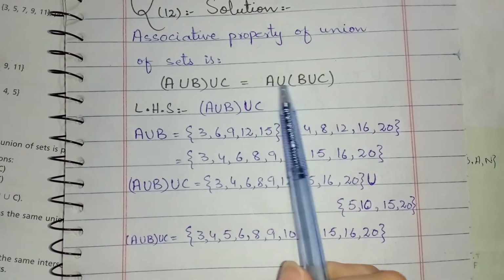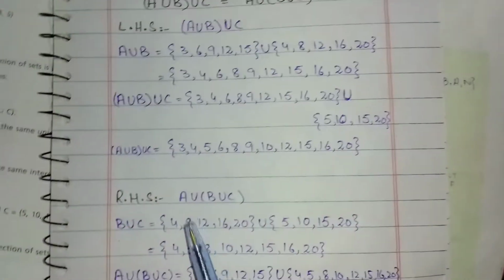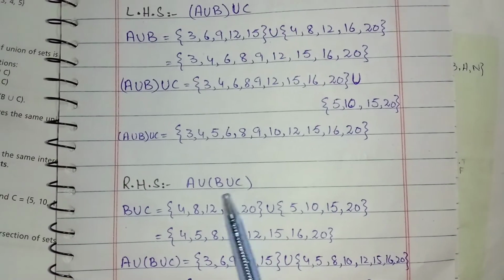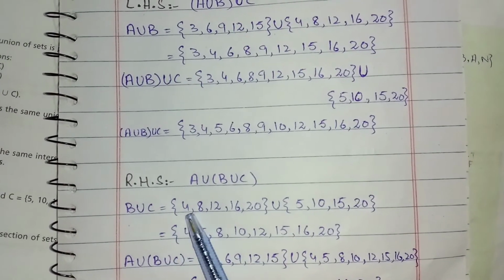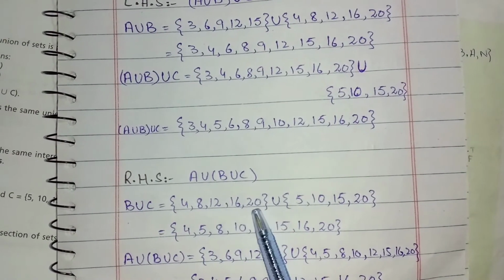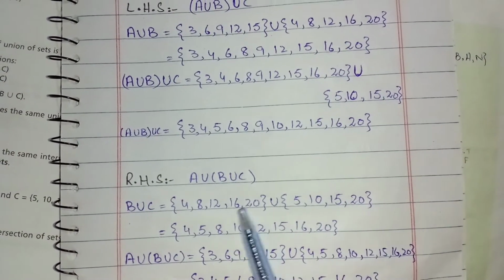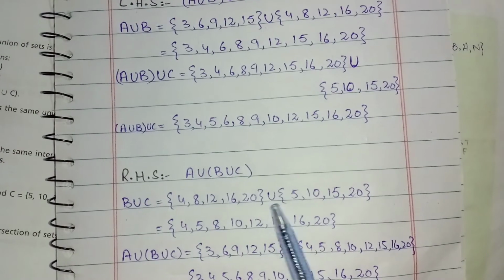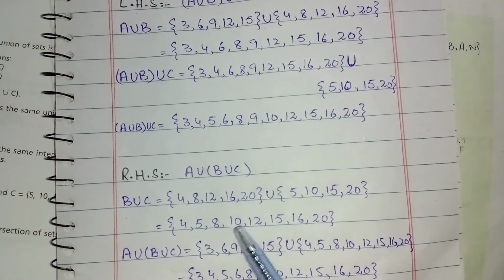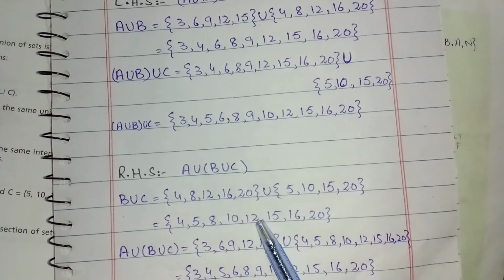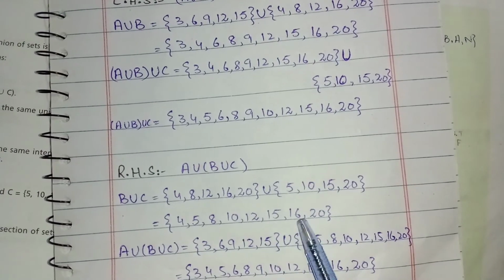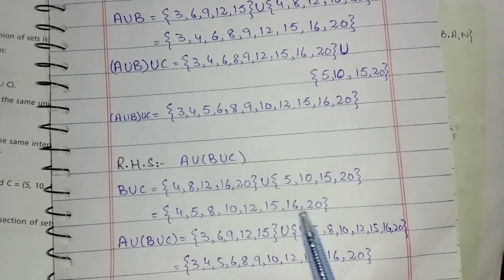Now we have to prove A union (B union C), the right hand side. First of all we have to find B union C. That is equal to the set B, 4, 8, 12, 16 and 20, union the set C, 5, 10, 15 and 20. So all the elements can be written here: 4, 5, 8, 10, 12, 15, 16 and 20. This is the answer of B union C.